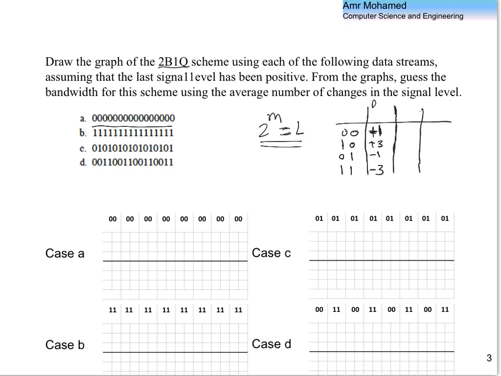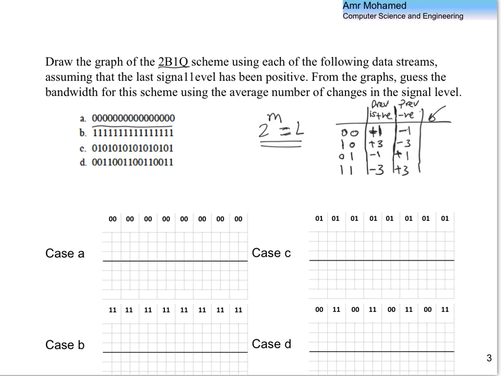That's when the previous level is positive. We have also studied in class the other case, when the previous level is negative. In that case, we toggle the levels, so plus 1 becomes minus 1, plus 3 becomes minus 3, and then plus 1, and then plus 3. This is already 80% of the grade once you write the lookup table correctly. It doesn't matter which signal level you assign to any bit representation. The most important thing is to toggle all the levels: positive becomes negative and negative becomes positive. The reason is to create alternations, which enhances error recovery at the receiver side, as we have studied in class.